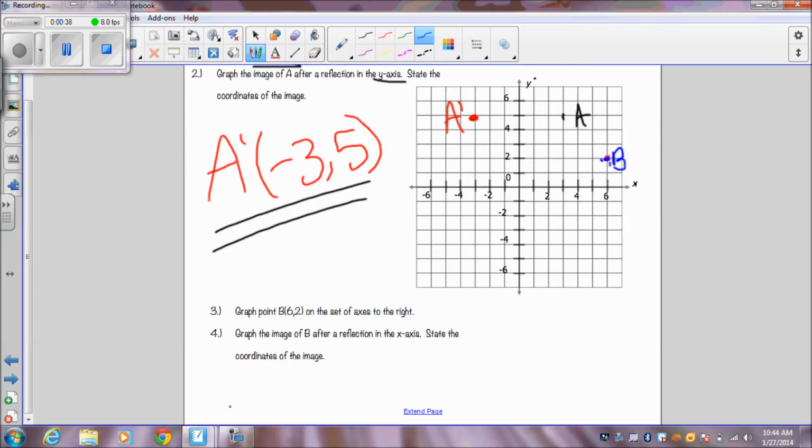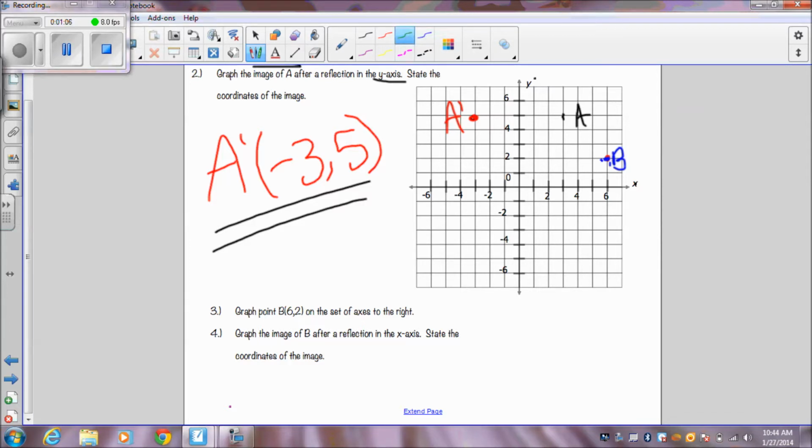Now let's read what it says on question number 4. Graph the image of B after a reflection in the x-axis. So this time I'm going to treat the x-axis right here as my mirror. So the question is, how do I go from this point right here to my mirror? My only option is to go down, so I'm going to go down 2. So then over here, I'm going to do the exact same thing. I'm going to go down 2 again, and that is going to be my new coordinate.